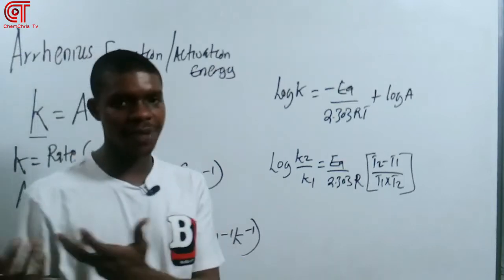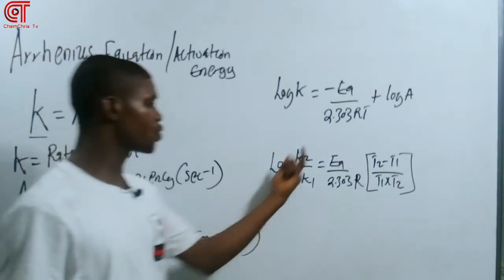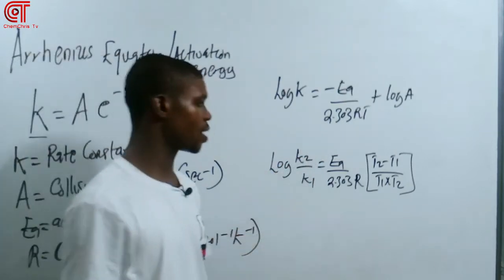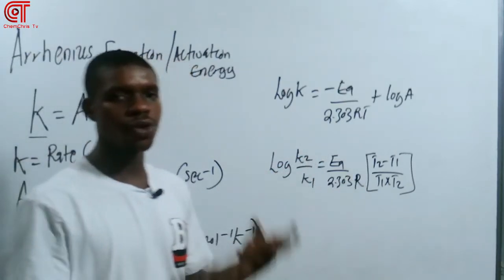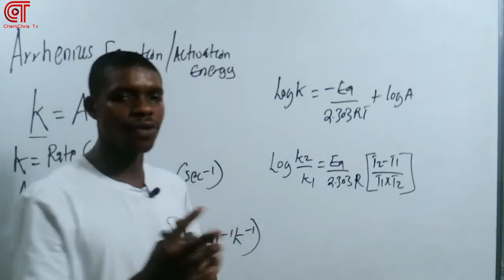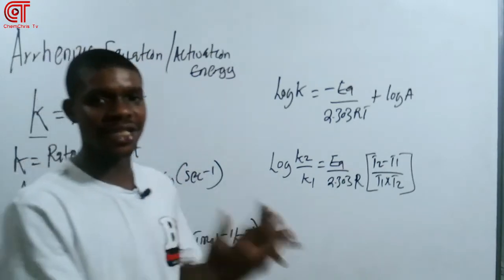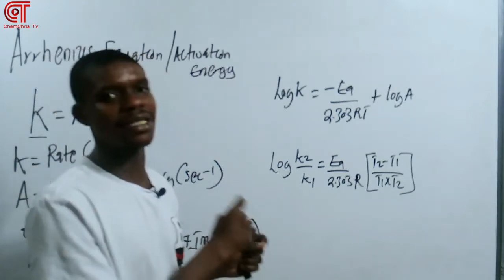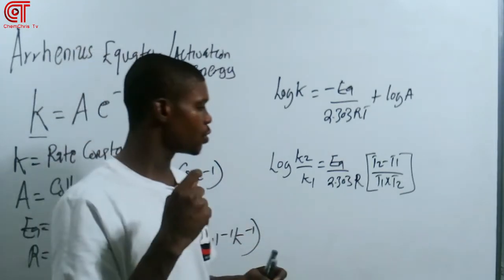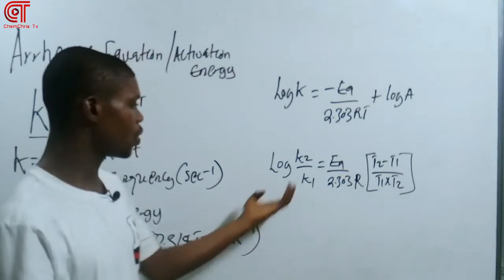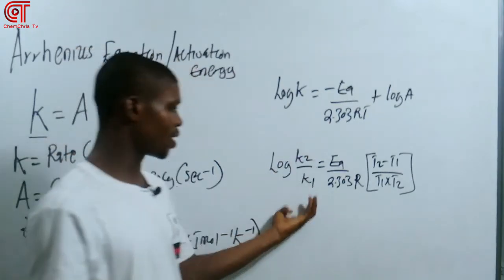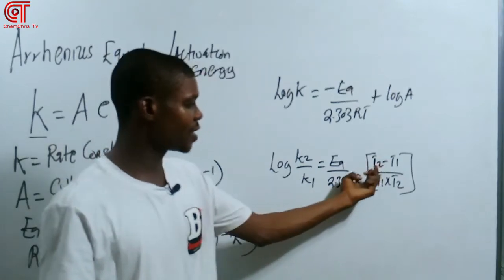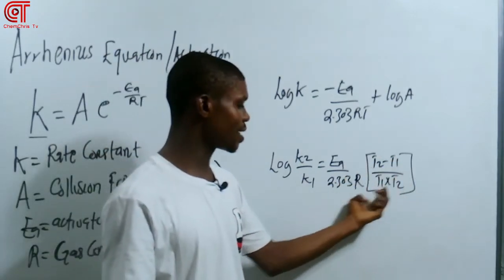When two temperatures are given, you are going to have two rate constants, K1 and K2, at T1 and T2. At the initial temperature, look at your rate constant, and at the final temperature, look at your rate constant. You are going to use log K2 over K1 equals EA over 2.303 R times T2 minus T1 over T1 times T2.